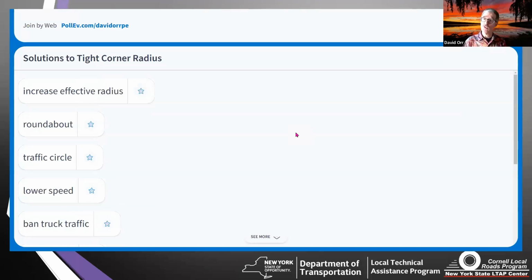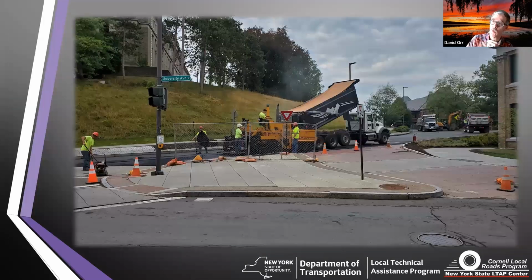The other one that you do see a lot, and you may not be thinking about it, is you could increase the effective radius. You put in a widening lane, you could put in a turning lane. Okay. This is actually here on the Cornell campus. They were paving the road. So the picture is from when they were paving.